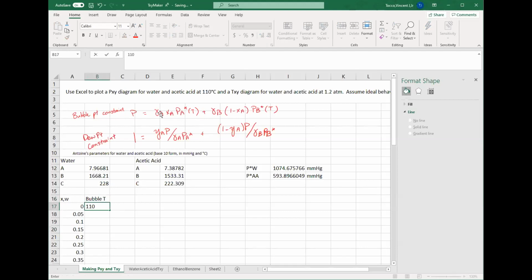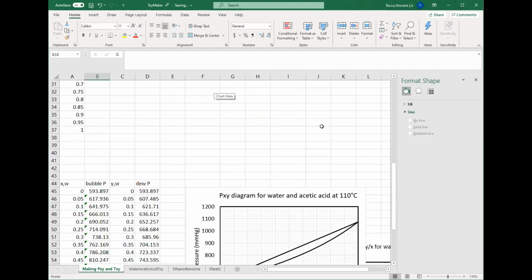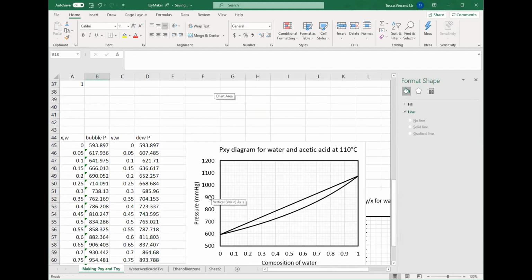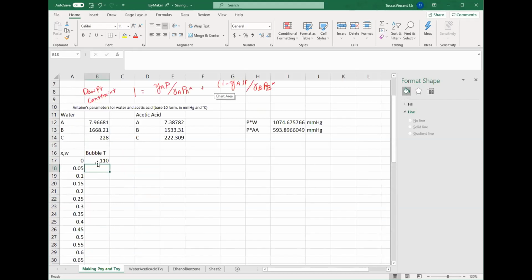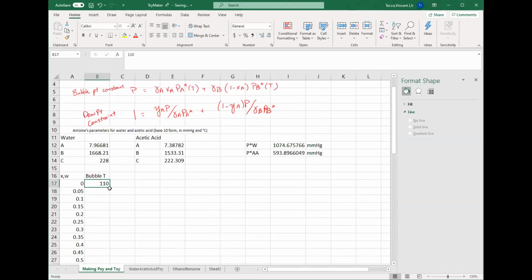So this bubble point constraint must be true if my temperature is correct. So I need to make an initial guess. Like I said, I'm going to guess 110 degrees C because it should be about that. 1.2 atmospheres is about 900 millimeters of mercury or so. And if I look at my PXY diagram, 900 millimeters of mercury is at equilibrium. So 110 degrees C is at least close. I'm going to copy this guess all the way down.